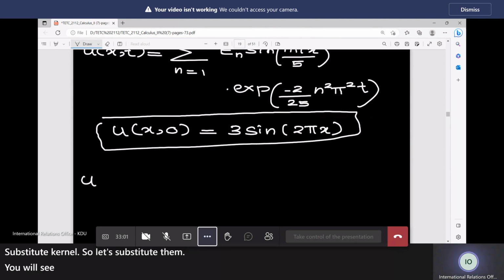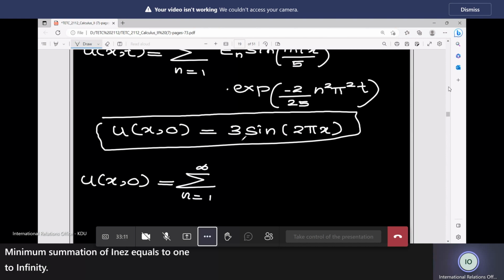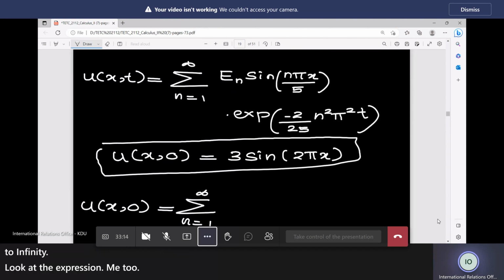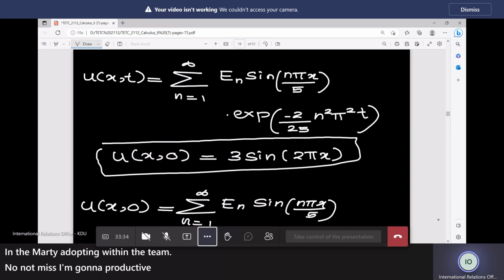u(x,0) මේක සමාන වෙනවා summation of n is equals to 1 to infinity. මොකක්ද expression එක? e_n ඒකේ t term එකක් නෑ. ඒක e_n එහෙමම තියෙනවා, sin nπx over 5. ඊළඟට මෙතන exponential term එකේ තමයි t එකක් තියෙන්නේ. මෙතන t බිංදුව වුණොත් මේ සම්පූර්ණ product එකම බිංදුව වෙනවා. e to the power 0, exponential of 0 මොකක්ද value එක?